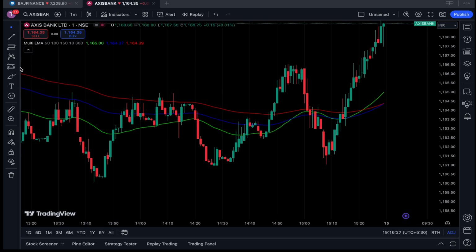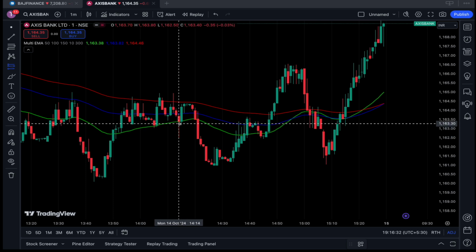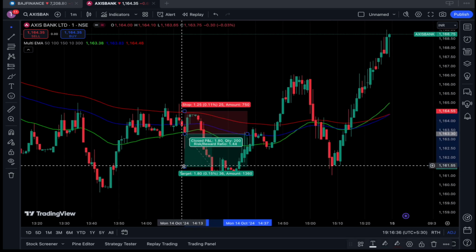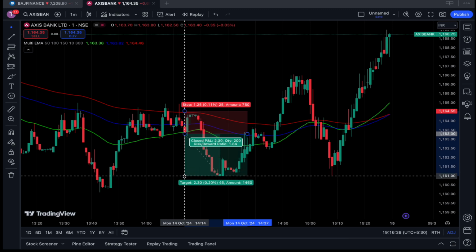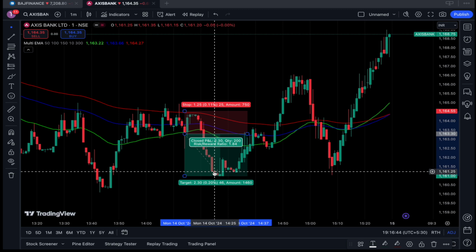And if you take a short position here at this level, your stop loss will be around 1.25 and you are getting the movement till 2.30. Easily, within minutes, you are getting a move of around 2.30. If you book 2 points as well, then it is a good intraday profit for scalpers.